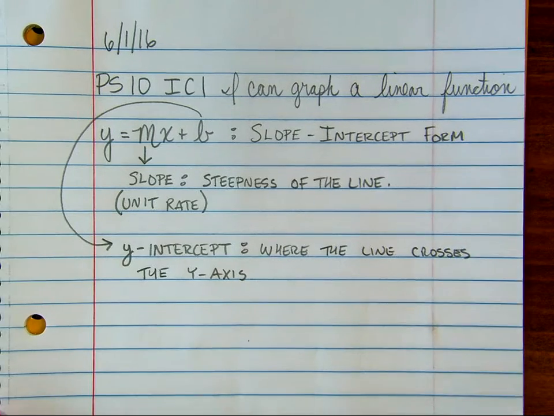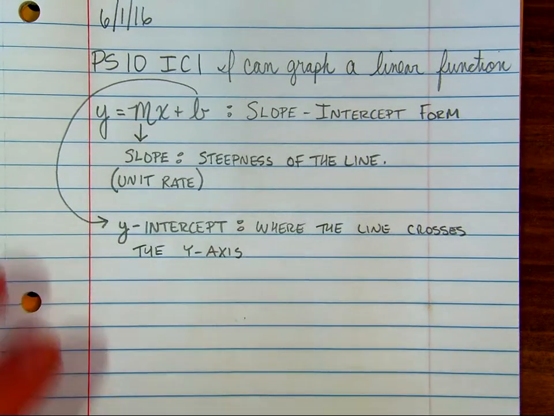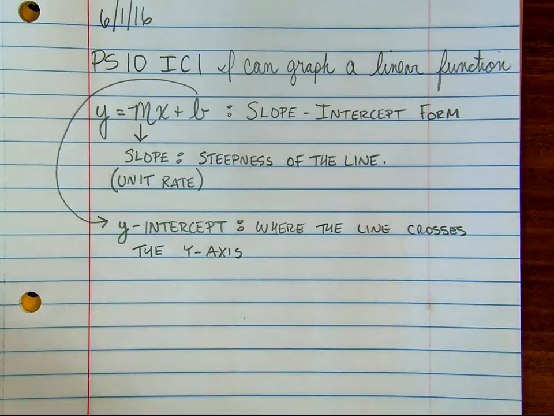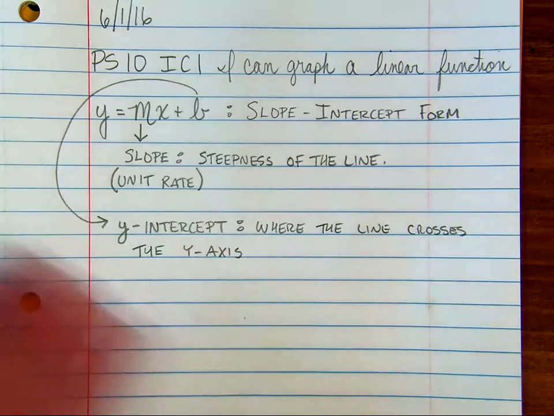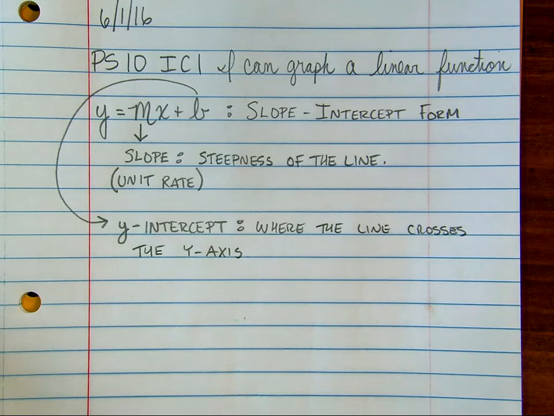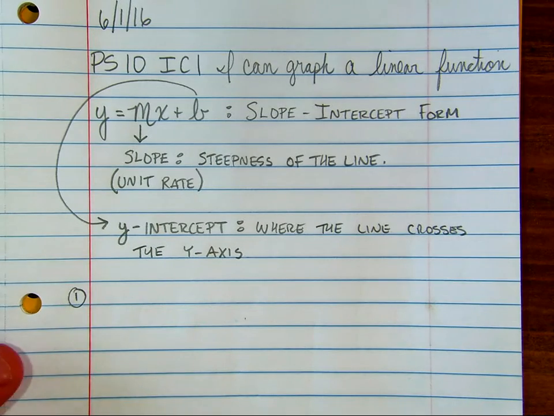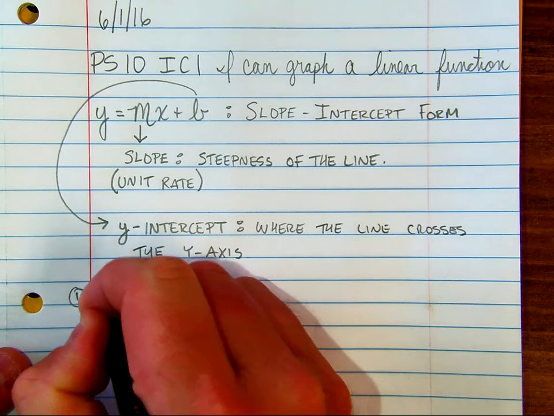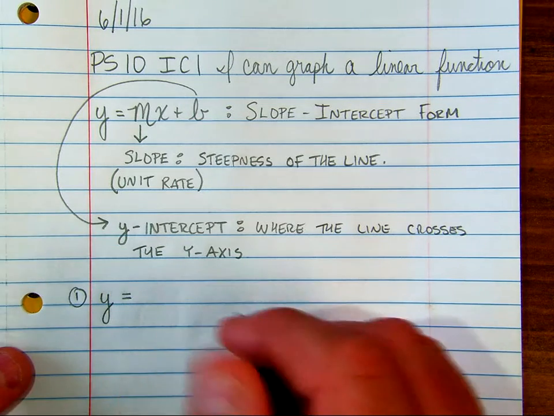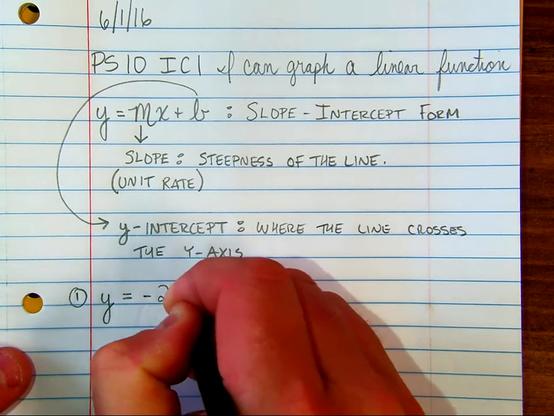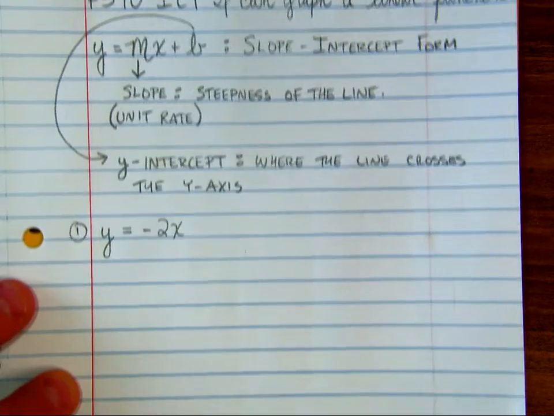So, to start where we left off yesterday, this is for those of you that missed class due to the NWEA, we kind of just brushed upon this. And then we decided to graph some of these lines. The first example I'm going to give today is y equals -2x.